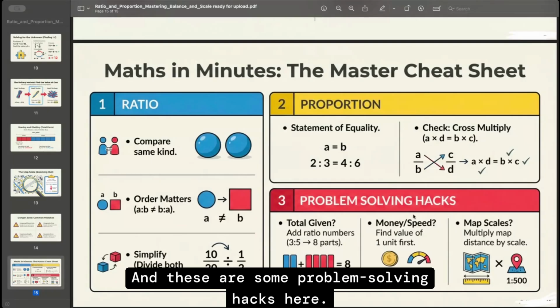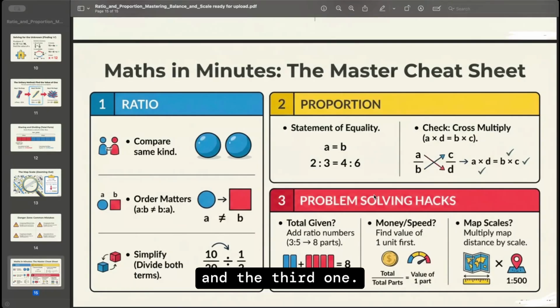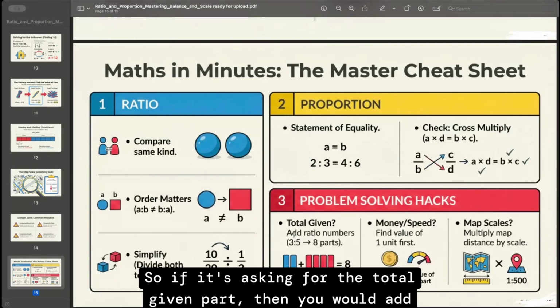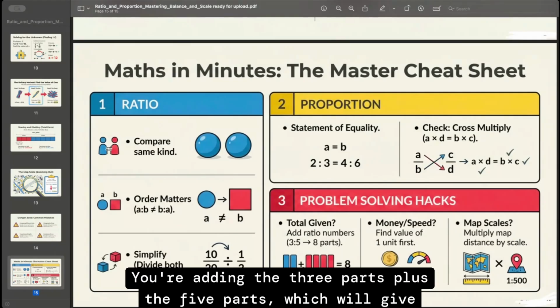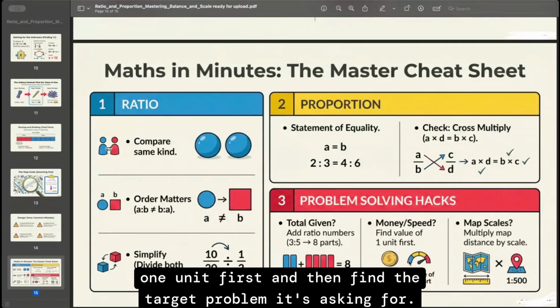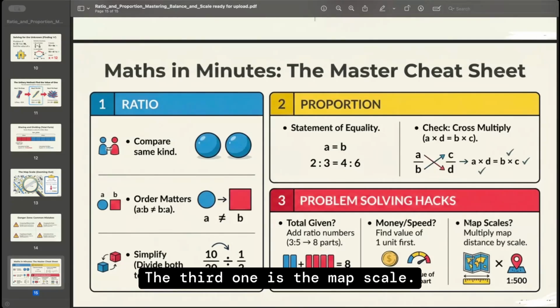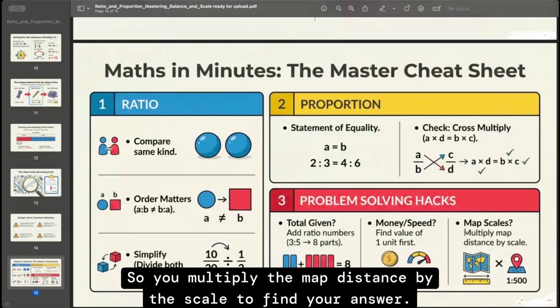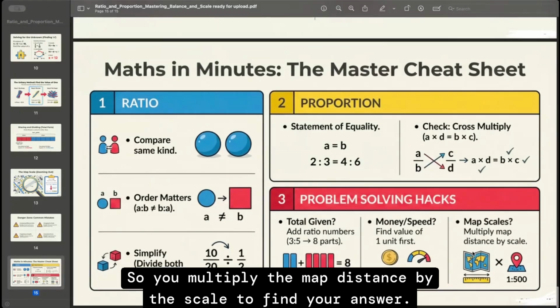And these are some problem solving hacks here. In the third one, if it's asking for the total given part, then you would add 3 and 5, which is 8. You're adding the 3 parts plus the 5 parts, which will give 8. And if you have a question based on money or speed, find the value of 1 unit first, and then find the target problem it's asking for. The third one is the map scale. So you multiply the map distance by the scale to find your answer.